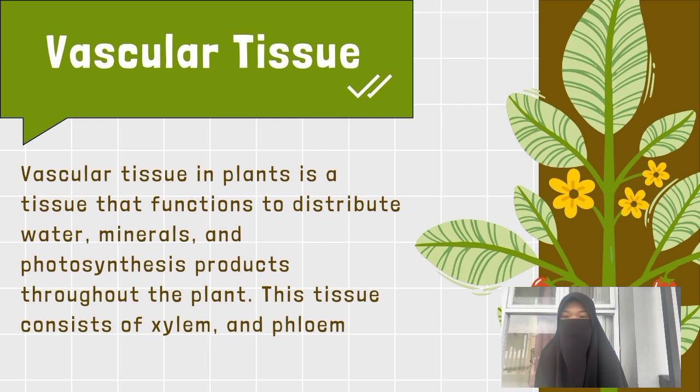Okay, the next material is vascular tissue. Vascular tissue in plants is a tissue that functions to distribute water, minerals, and photosynthesis products throughout the plant. This tissue consists of xylem, which transports water and minerals from the roots to the leaves, and phloem, which distributes the products of photosynthesis from the leaves to other parts of the plant.